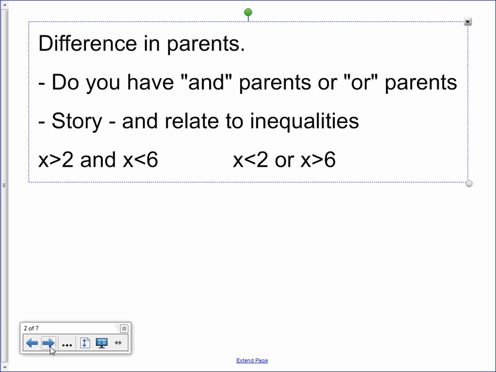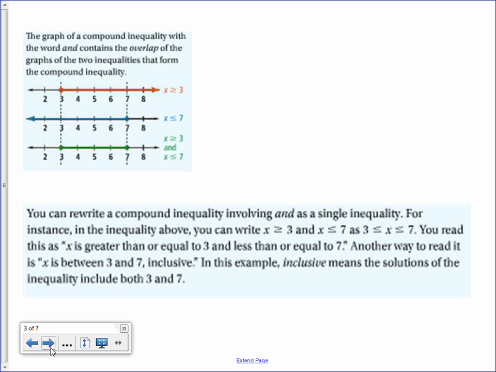So when we're dealing with inequalities, it'd be something like this. x is greater than 2 and x is less than 6 would be one option. The other type of inequality would be x is less than 2 or x is greater than 6. Compound inequalities containing the word and are the overlap of the two graphs.